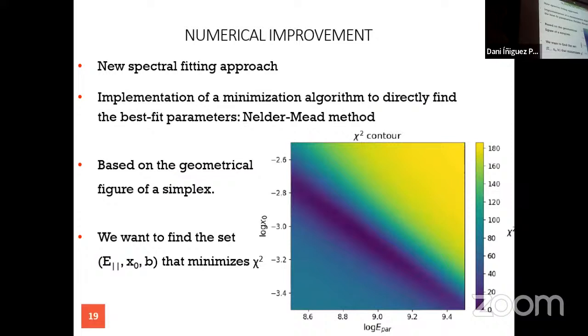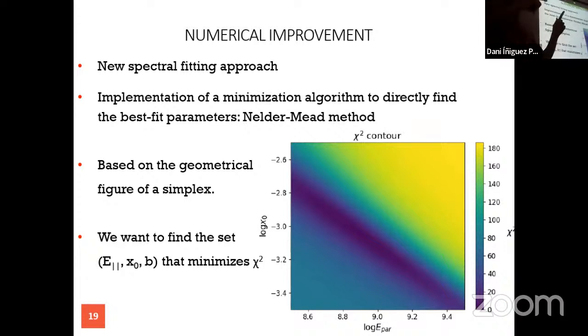Now let's move to a more numerical aspect of our project. About a year ago, we thought about improving the numerical procedure that was being used, and we implemented a minimization algorithm in order to directly find the parameters giving a better fit. The algorithm we introduced was the Nelder-Mead method, which is based on the geometrical figure of a simplex. A simplex in 2 dimensions is a triangle, and in 3 dimensions is a tetrahedron.